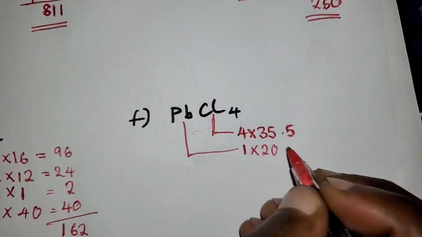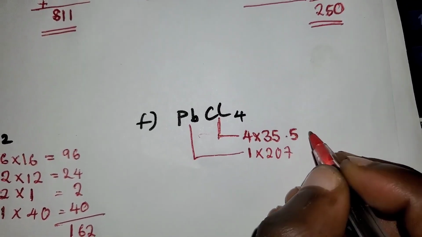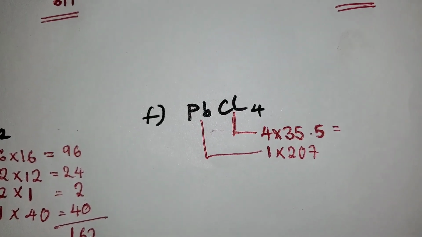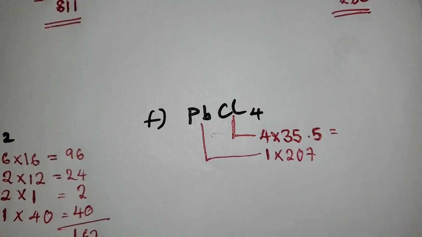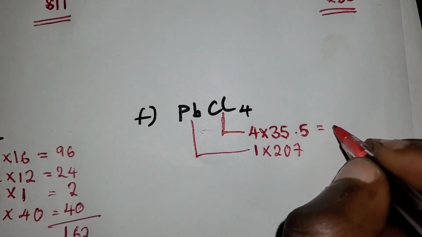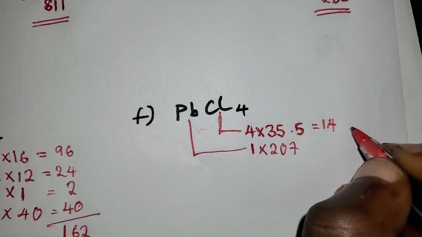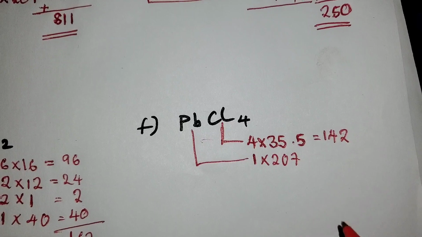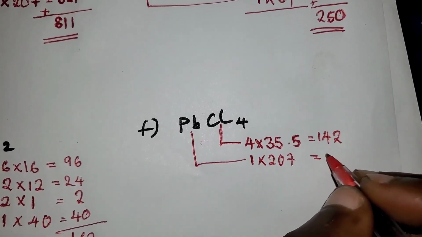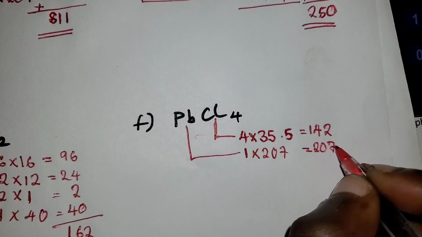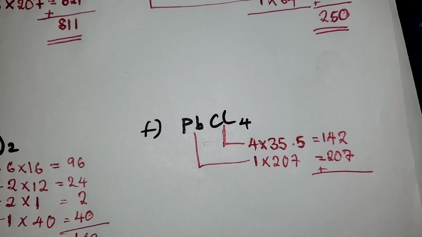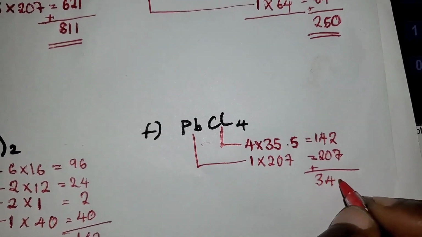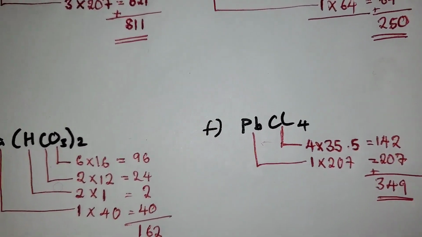So 1 times 207. When you multiply 4 by 35.5, we're going to have 142. Then 1 times 207 will be just 207. When we add, we're going to have 349, and this is the answer.